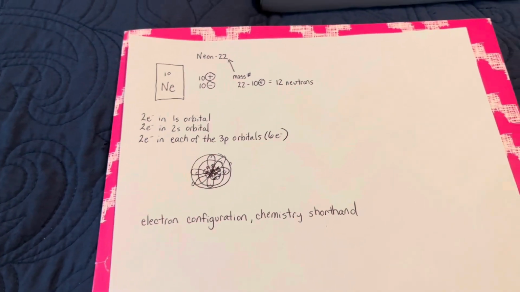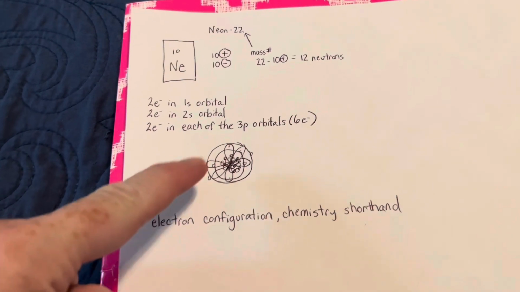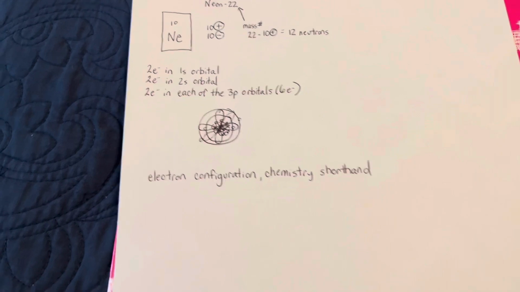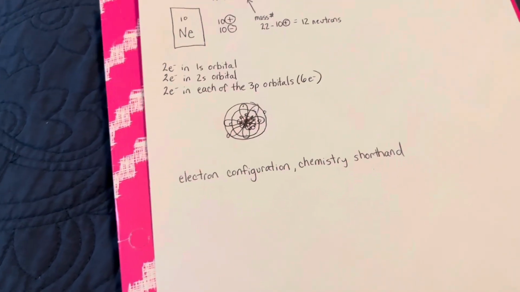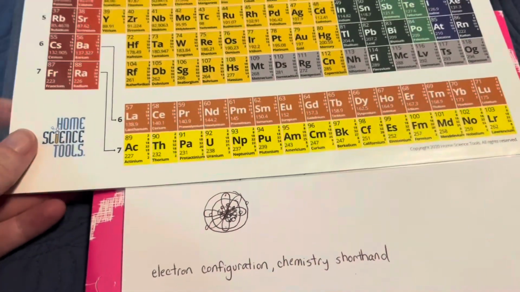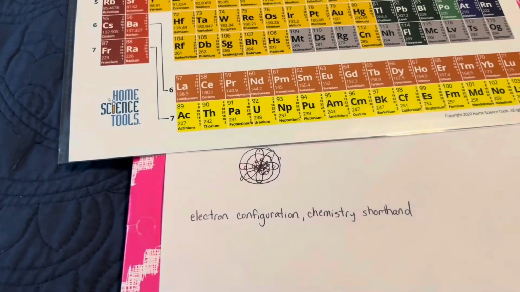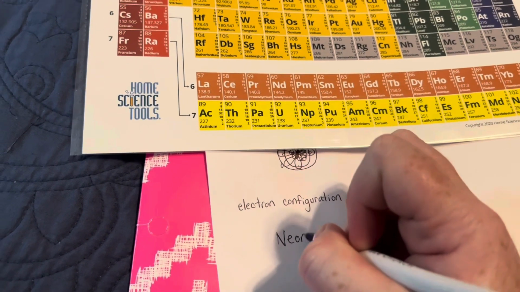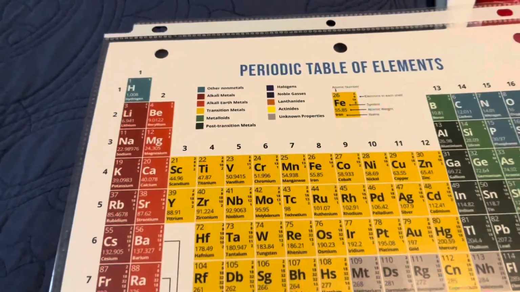But as you get more and more complicated, you're not going to draw this out for every atom. So in chemistry, we have a shorthand called the electron configuration. And to do this, you use the periodic table. So, neon, and you just follow the periodic table.